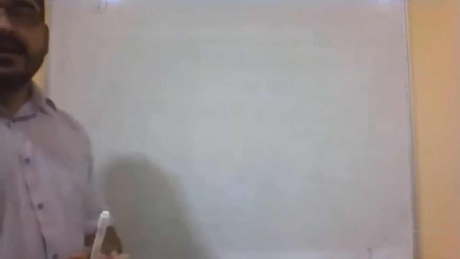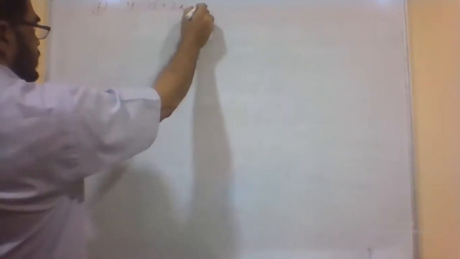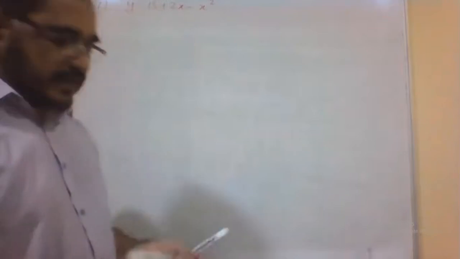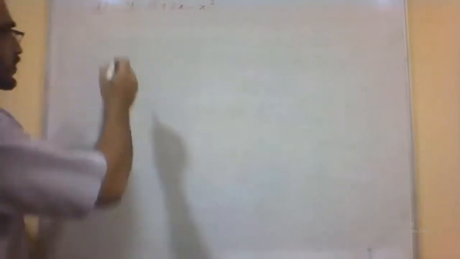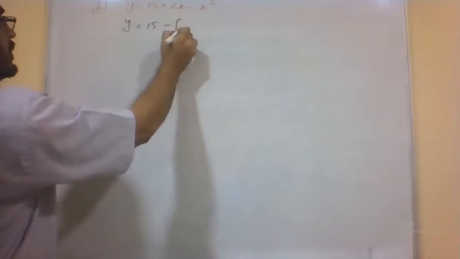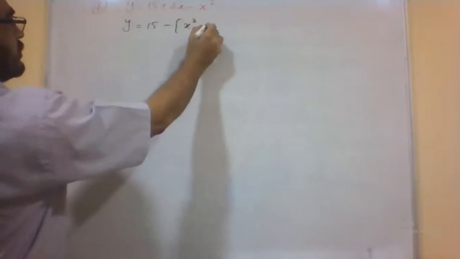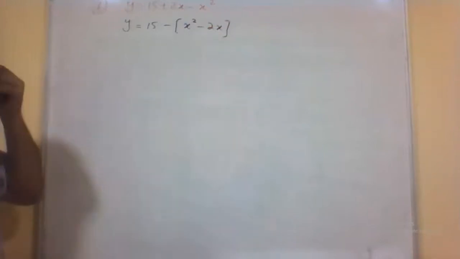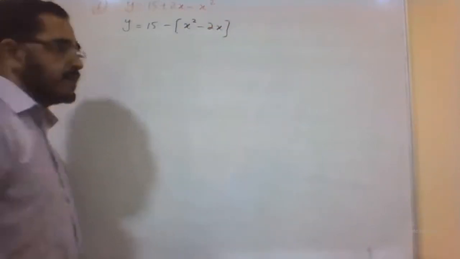Now we are going to do the last part of question number 1, that is part F. Y equals 15 plus 2x minus x square. First of all, for the turning point, we will make the perfect square here. This 15 stays as it is. From these two terms we can take minus common. Here x square will be positive and 2x will be negative if you take the negative sign common.